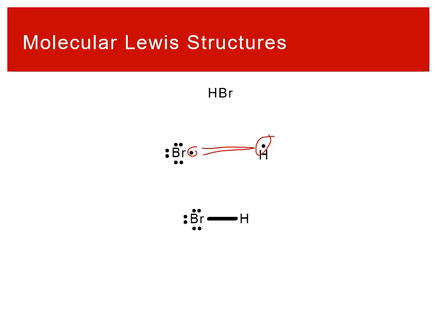So here's our Lewis structure. We want to always be counting to make sure we have the right number of electrons everywhere. And so I start with bromine.